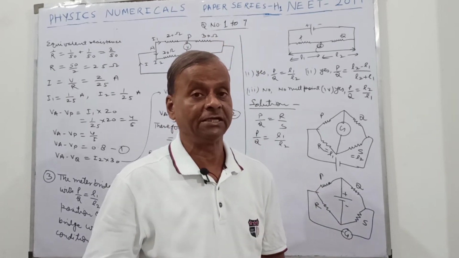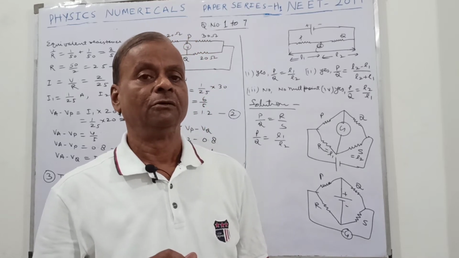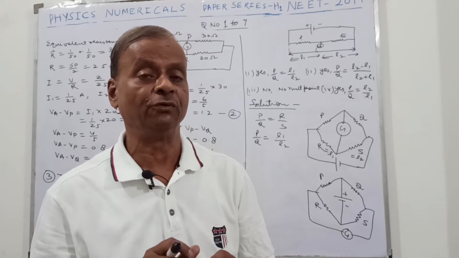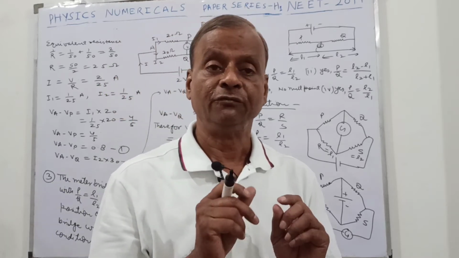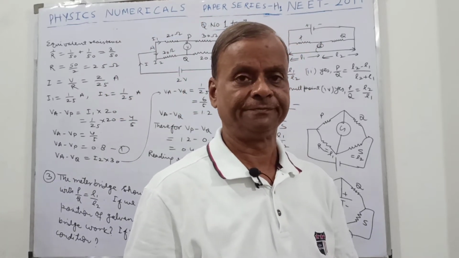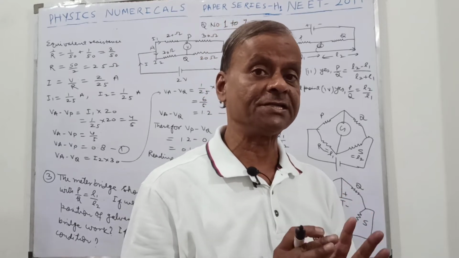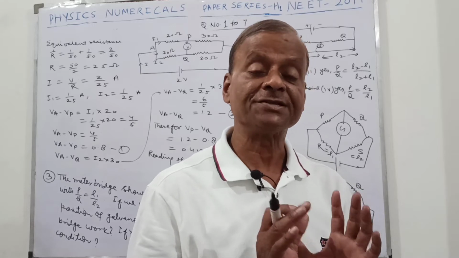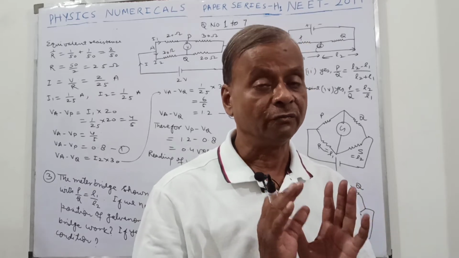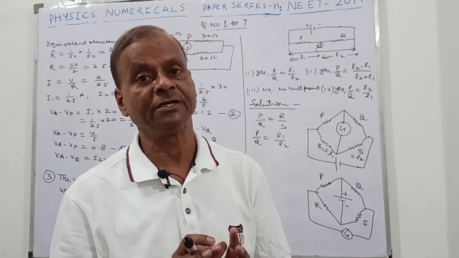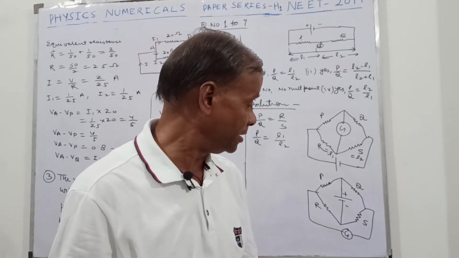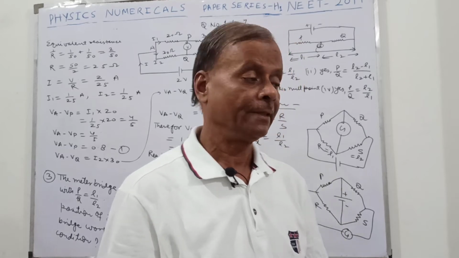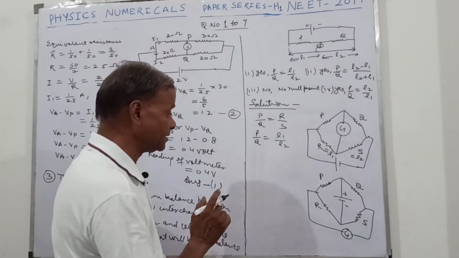So remember that in case of meter bridge, the balance position depends upon the value of the resistances. If resistances are kept in the same situation, then balance condition will not change, whatever be the position of the cell and the galvanometer. So this will hold and we will get the balance position.